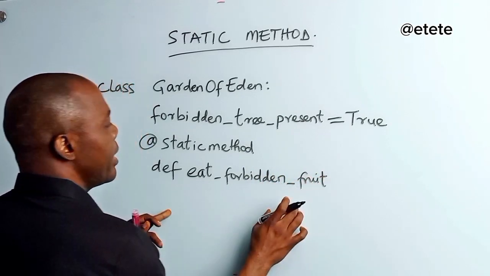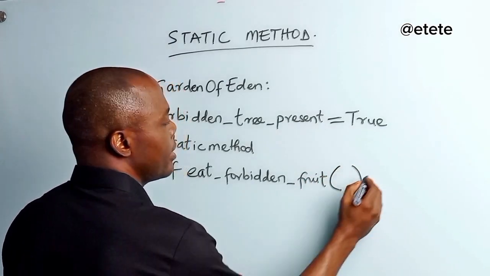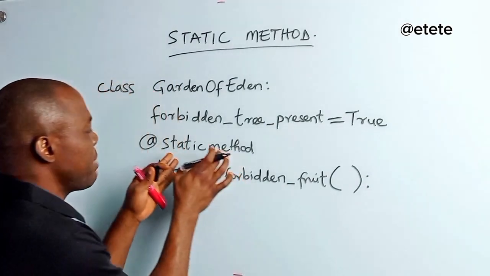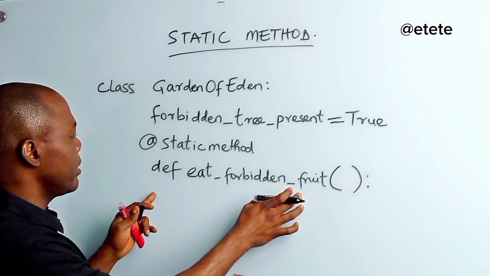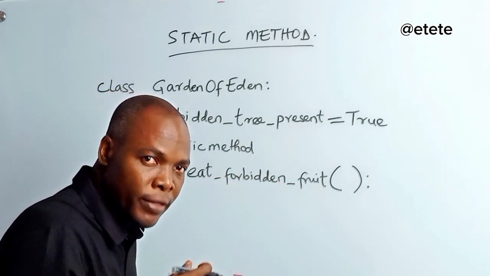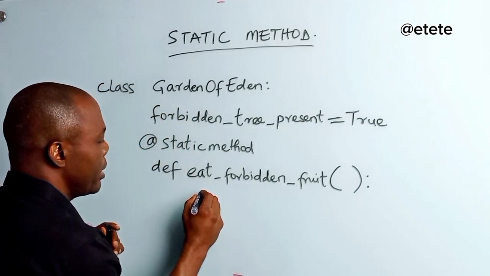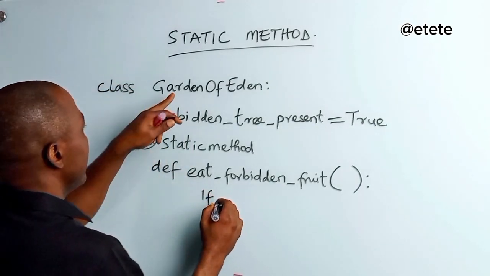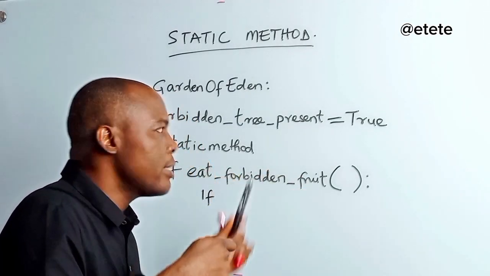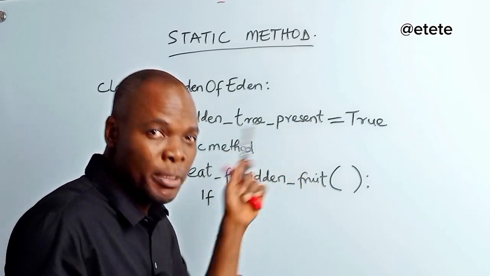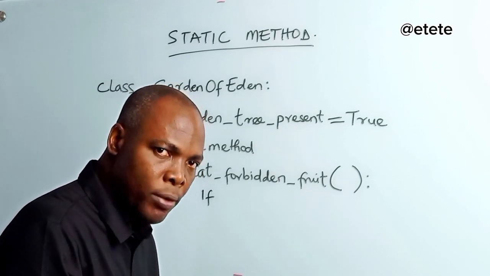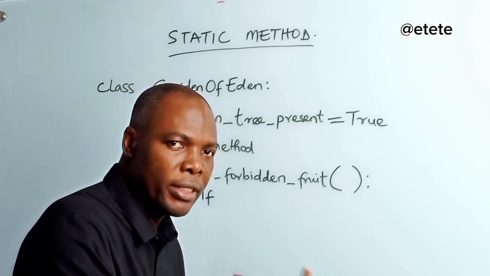And in this place, there will be no reference. This is my static method that I'm defining, right? Now I'm going to introduce the if statement inside this place. I will say if, then what I want to achieve is: if the forbidden tree is present in the garden, print out this for me. But if it is not present, then print out this for me.